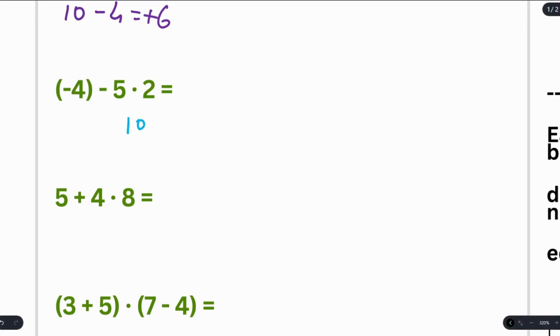Again, 5 times 2 is 10. Negative 4 minus 10. They're both negative numbers, so the answer will be negative, and we just combine them. Negative 14, the answer is negative 14. Don't forget to pause the video first and do it yourself, because that's how you're going to learn it. 8 times 4 is 32. 5 plus 32 is 37.